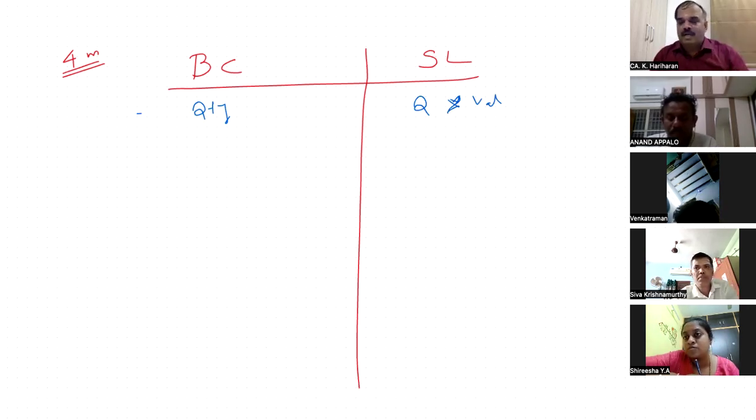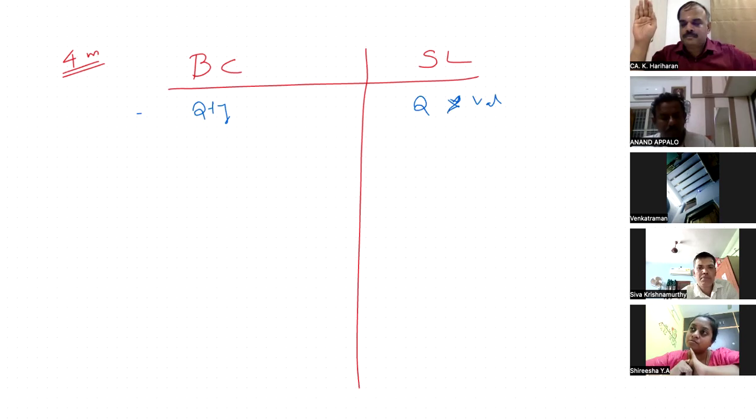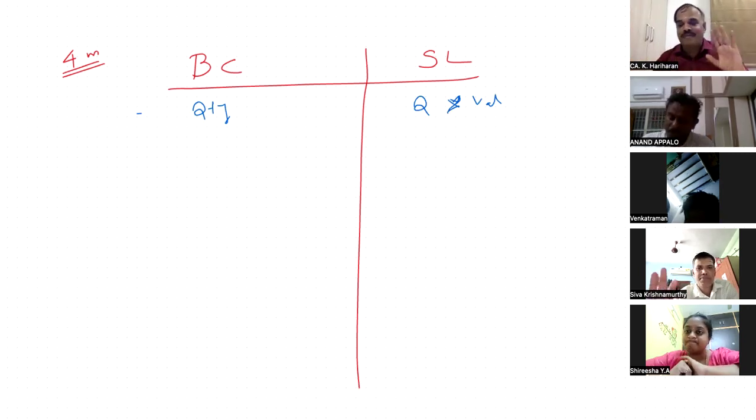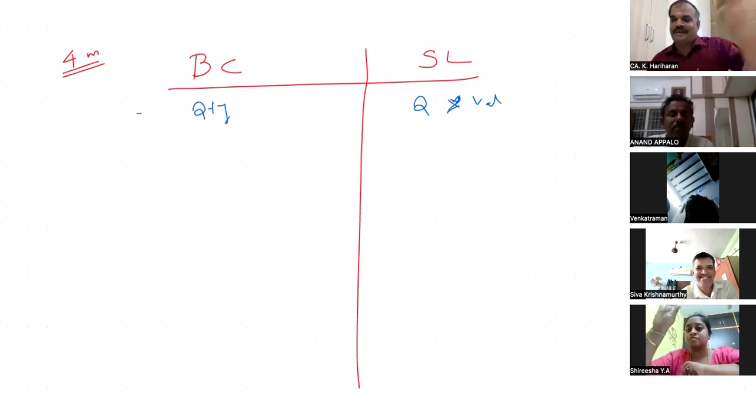Now, with respect to the bin card, without knowing what the bin card is, we may not be able to write the difference between the bin card and the stores ledger. Am I right? So, how many of you know what the bin card is? Okay, I will ask the difference. How many of you don't know what the bin card is? Raise your hand. Okay, many of them don't know.